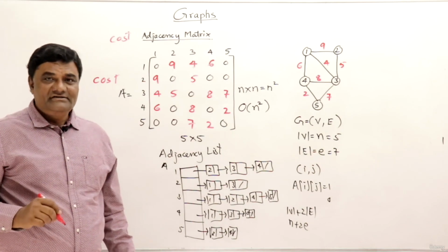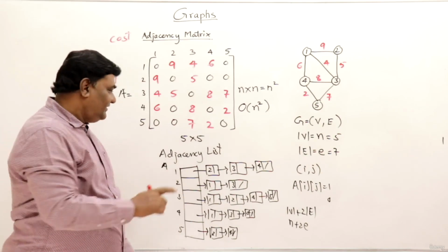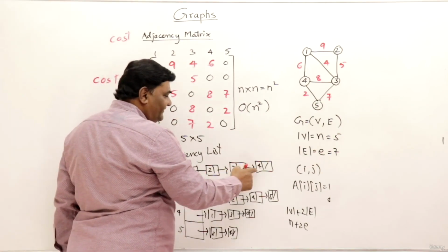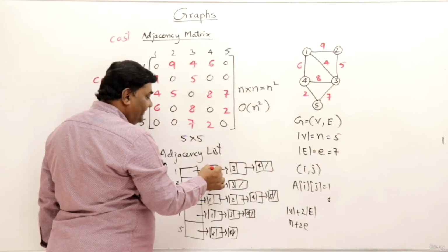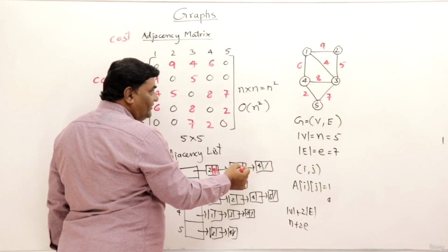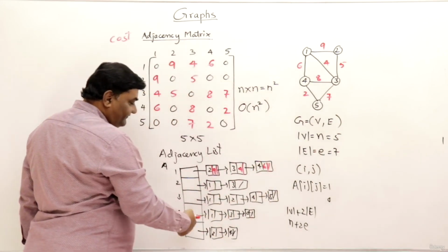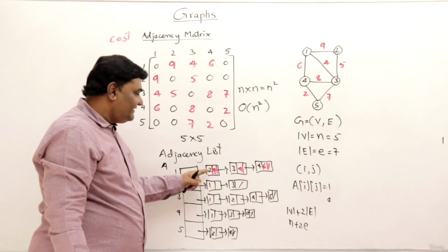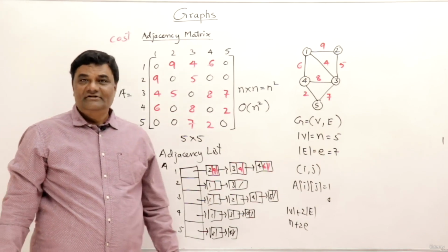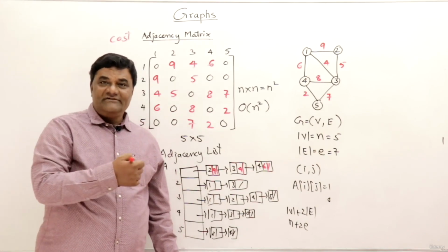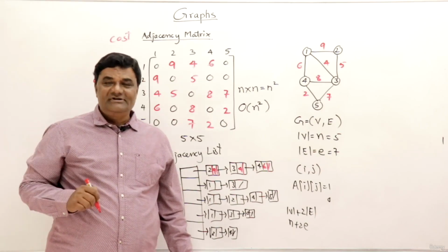Then how to represent those weights in an adjacency list? See here, for the vertex 1 I must have all these vertices which are adjacent. Then along with this, inside the node itself, I should also have a weight stored here. 1 to 3 is 4 and 1 to 4 is 6. Likewise, you can fill up all these. So along with the vertex number, the weight of an edge is also stored inside the list itself. So now it will be called a cost adjacency list. So that's all about these two representations.